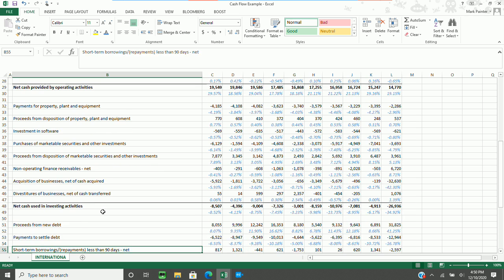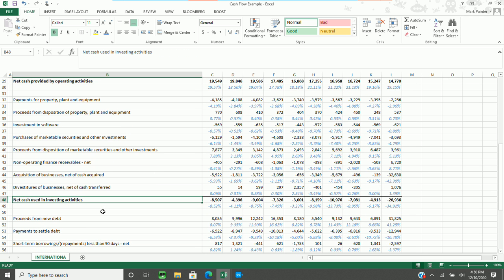The next section, as we go down here, is from investing activities. Every company, even though they're operating and doing something within the business, sometimes they're doing things to invest in that company, either by selling off pieces of the business, buying other businesses, investing in plant and equipment, things like that, and that would come under this area.